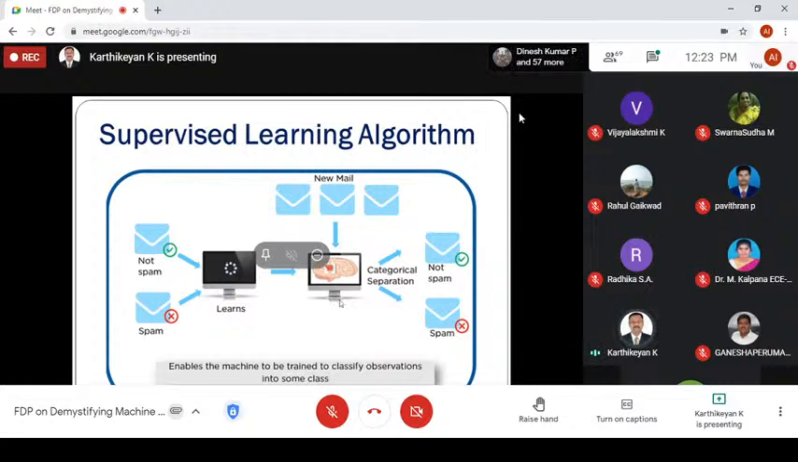Okay. Now that model is given a new mail. This new mail goes through the process. Then there is a categorical separation, whether it is spam or not spam. So this is a very basic example of a classification problem with a supervised learning algorithm. Okay, right.